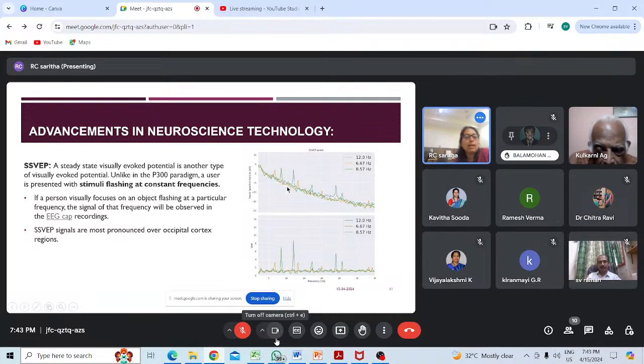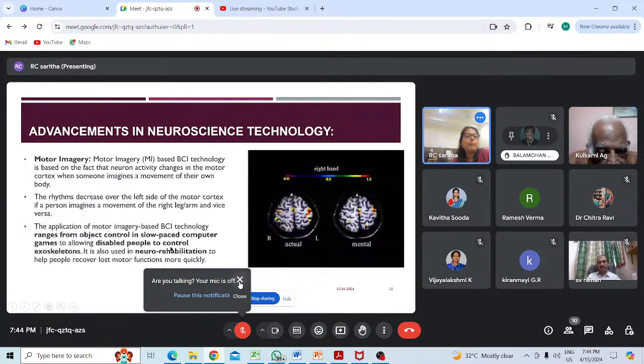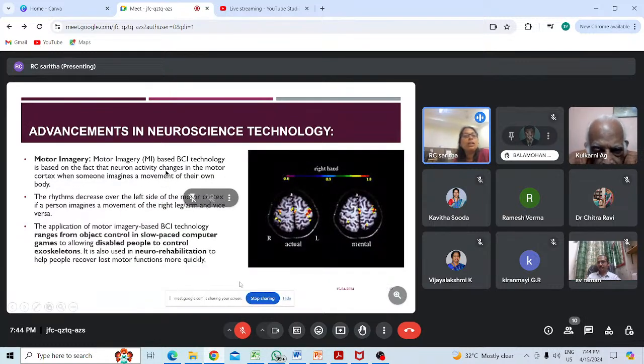It is like a cap itself. This will be pronounced over the occipital cortex region of the brain. So here we can see how it is fluctuating. Green means 12 hertz, the frequency is high, and again it becomes low. So over a period of time, at a constant frequency, how the subject is responding to the visual stimuli can be recorded by using SSVEP. The next one is motor imagery.